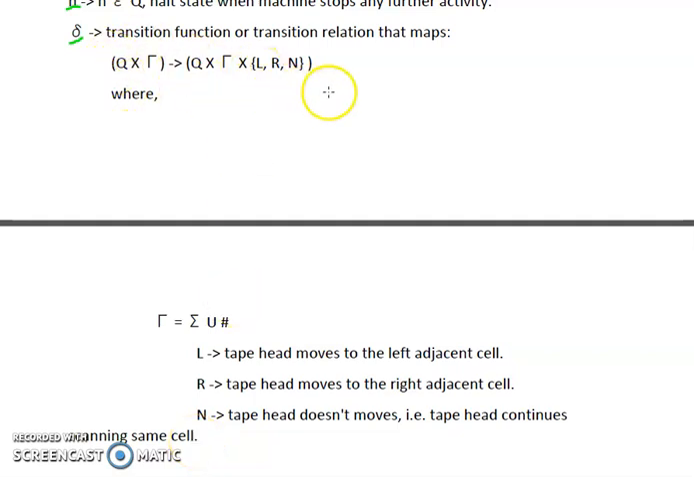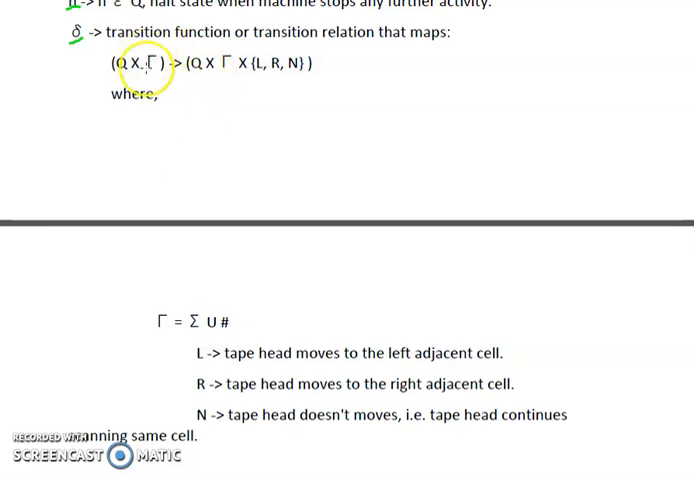So from the transition function, it is clear that currently we are on some state from the set of states capital Q, and we are reading an input symbol from the set of the symbols present in our tape, that is represented by gamma. Then we will move either to a new state or we will remain in the same state, which is from the set of states represented using a capital Q.